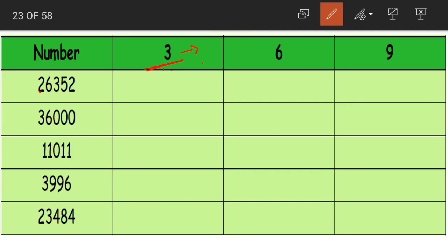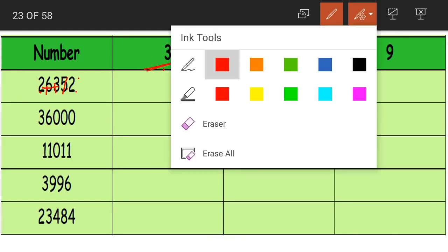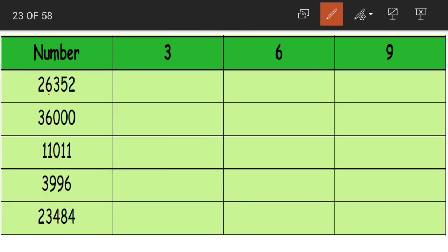Yes, children. So let us see. We should find out the sum of the digits. 2 plus 6, 8. 8 plus 3, 11. 11 plus 5 is 16. 16 plus 2, 18. Wait a minute. Am I right? Yes, it is 18. Now 18 is a multiple of 3. 3 sixes are 18. So the number 26,352 is divisible by 3.